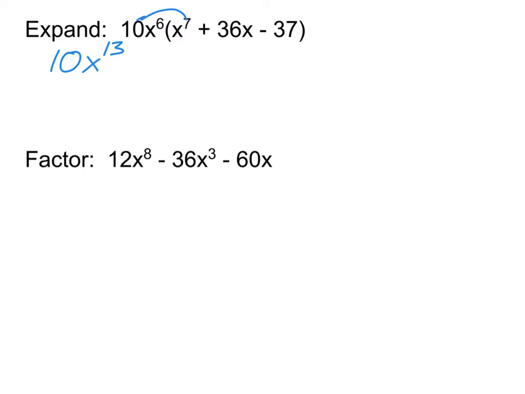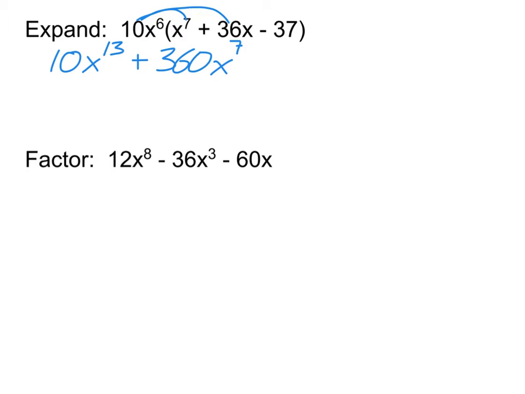Then I multiply the 10x to the 6th by 36x. Now in this case, I'm multiplying 10 by 36. Anytime you multiply a number by 10, it means just add a 0 to it. So 36 times 10 is 360. And then I'm going to do the x to the 6th times x. Remember that x is x to the 1. So I do the 6 plus the 1. So that gives me x to the 7th.